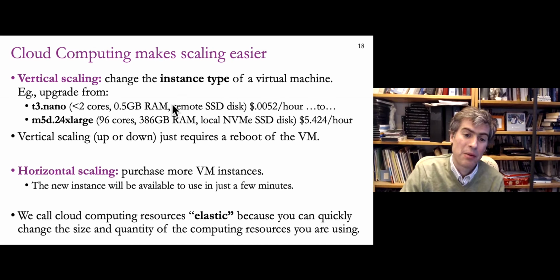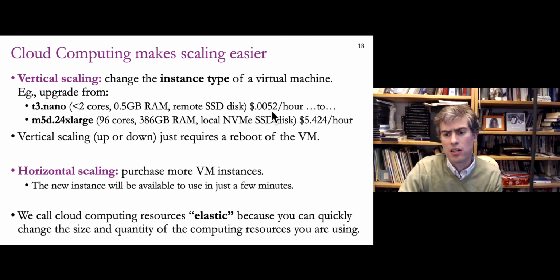There's half a gigabyte of RAM, which is tiny. That's equivalent to a computer from my college days. Think of 2004 or 2003-ish, when you'd have a machine with that much RAM. It has a solid state disk that's not in the machine, but somewhere else. And this machine costs half a penny every hour to rent. So over the course of a month, it costs something like $5 to $10.